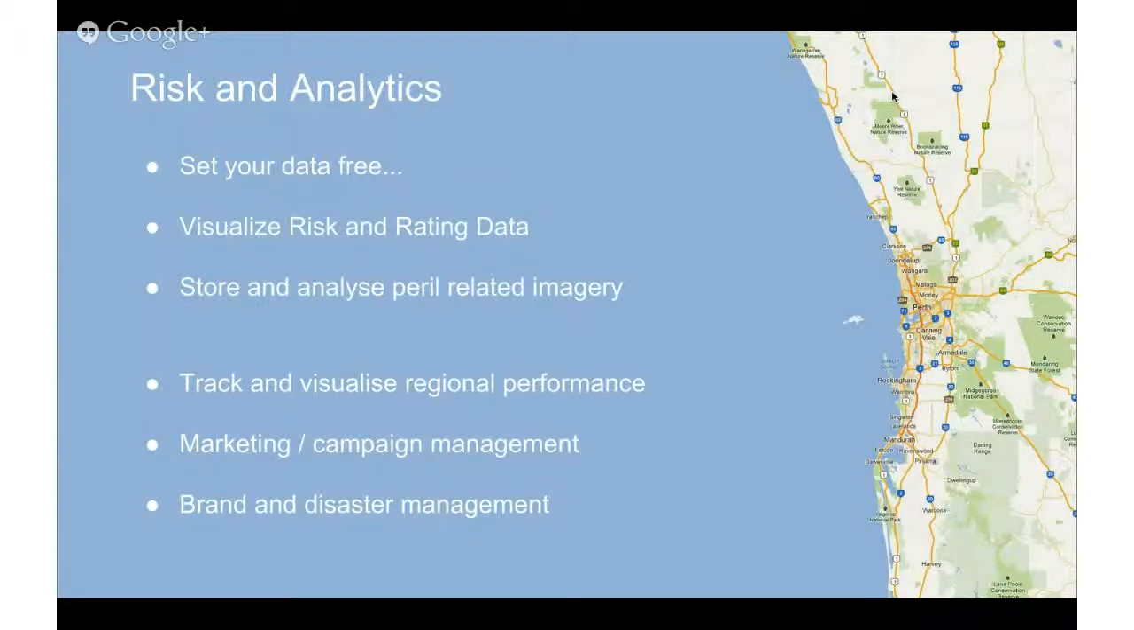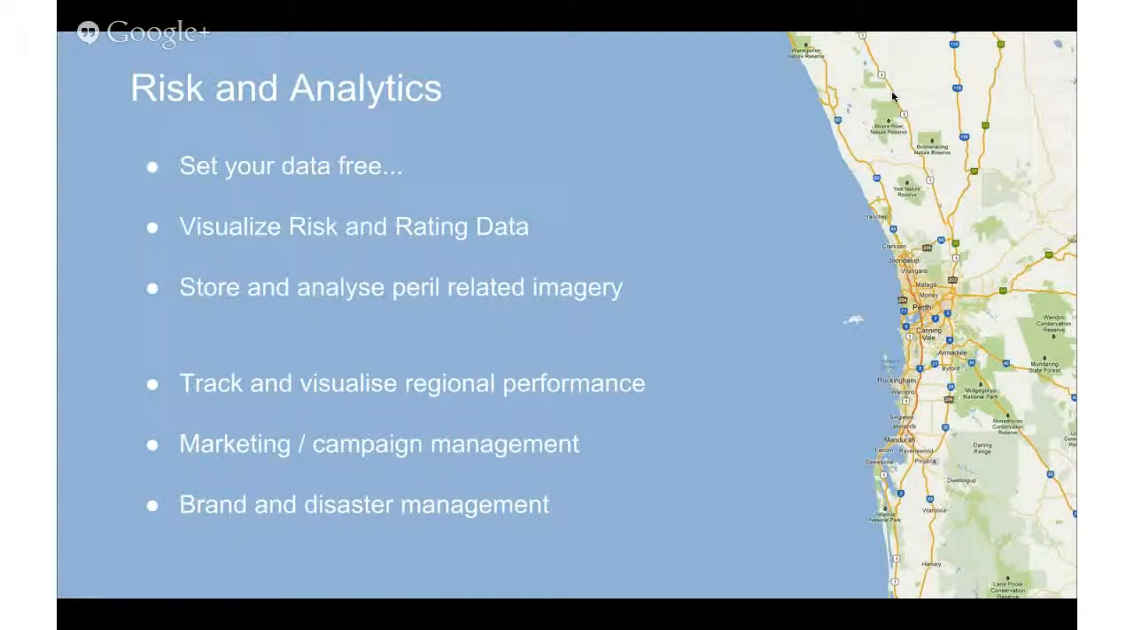The Google platform allows you to create and publish a single picture of the customer and associated risks. You can use it to store and analyze peril-related imagery, or visualize accumulation and embargo zones. And through the platform, you can more precisely geocode locations and visualize your customer's property online.